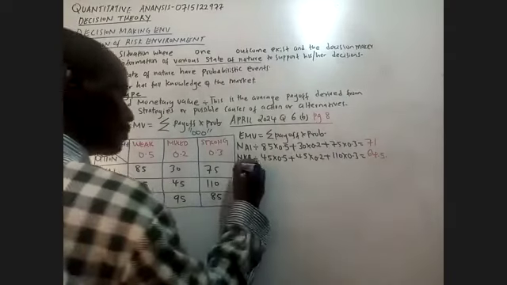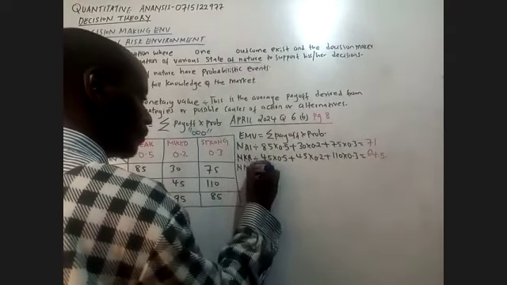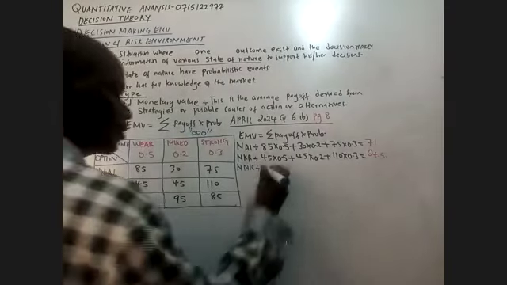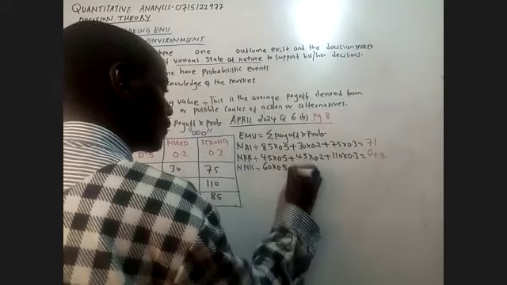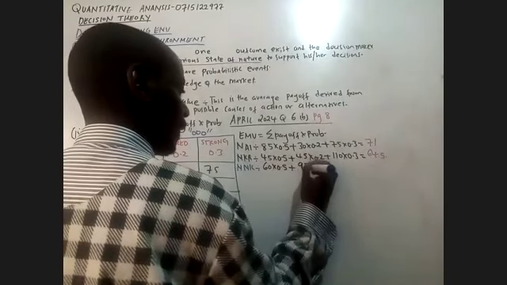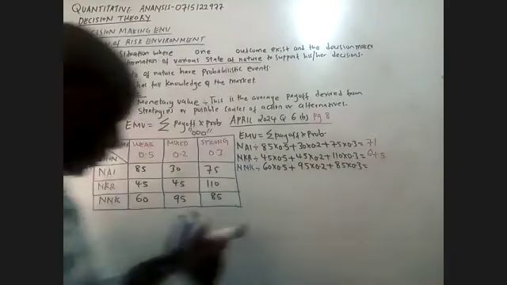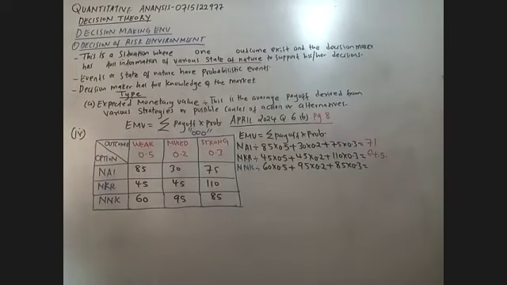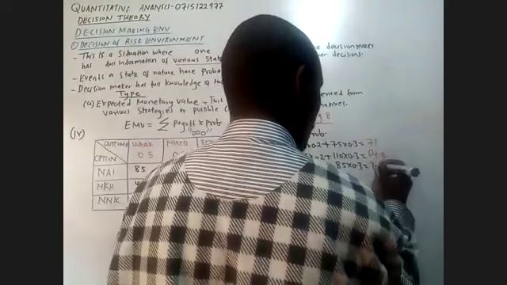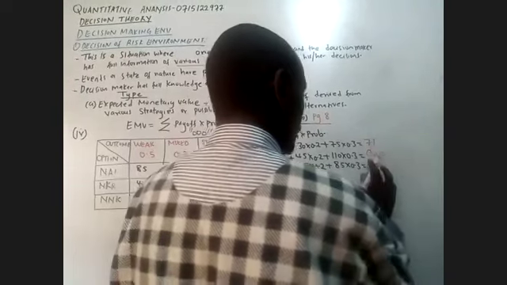And Nanyuki: 60 times 0.5, 95 times 0.2, and 85 times 0.3. What does it come to? 74.5. Do you get 74.5?